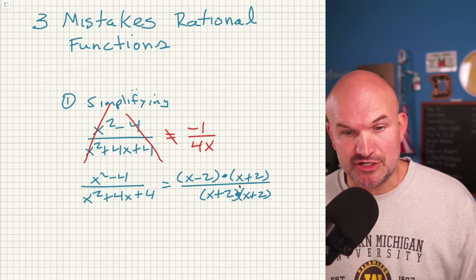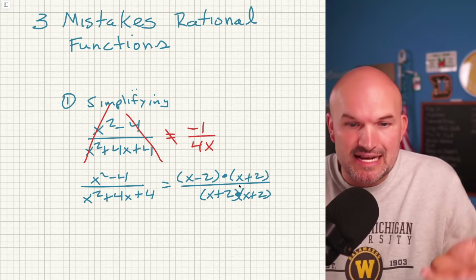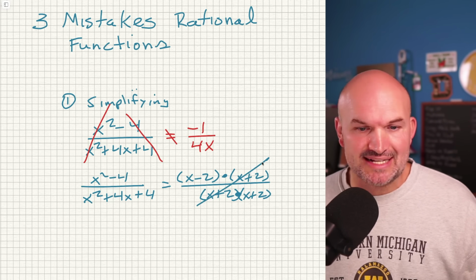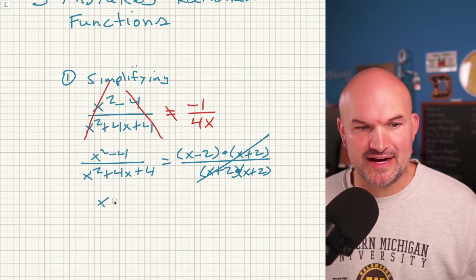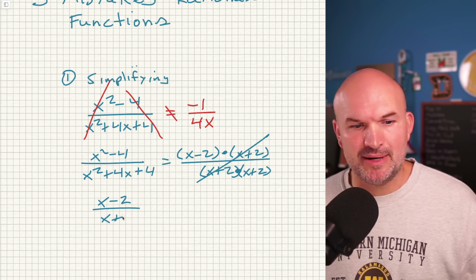So now, hopefully you can see, those are separated by multiplication. Now I have these expressions separated by multiplication. Now I can say that those are going to divide to 1. So now I'm going to have a final answer of x minus 2 divided by x plus 2.